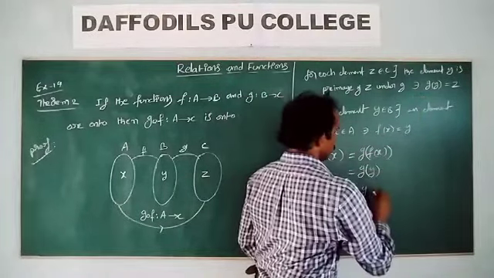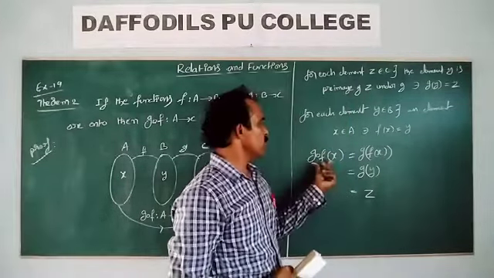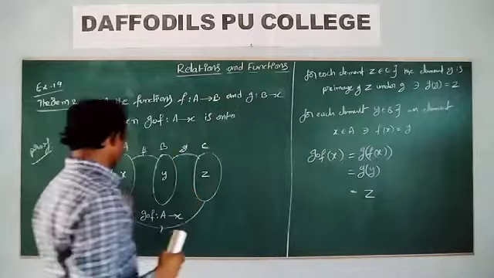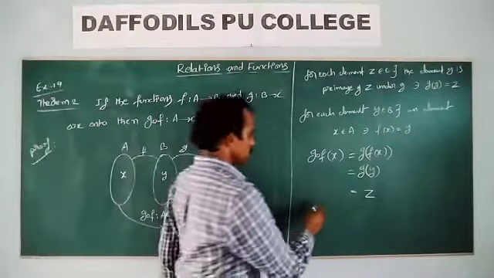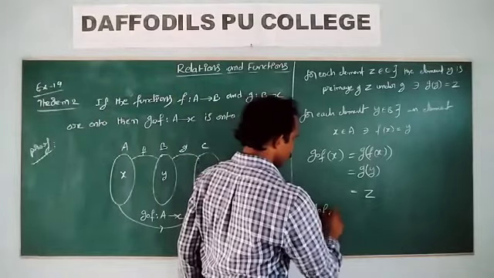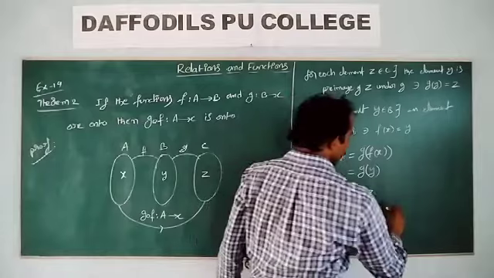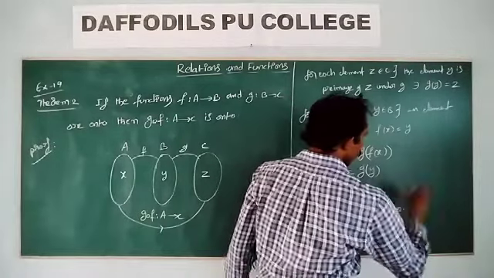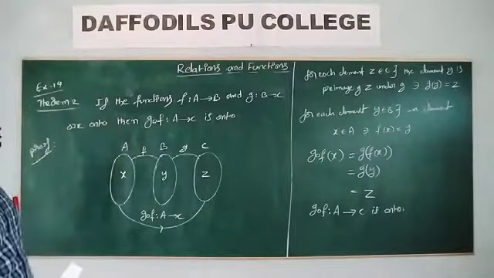And g of y value, g of y is equal to z. So we showed g circle f of x is finally equal to z. Therefore, g circle f maps A to C is an onto function, right?